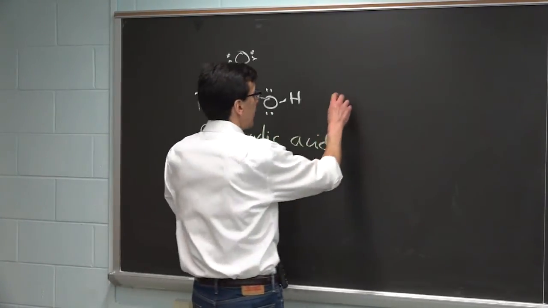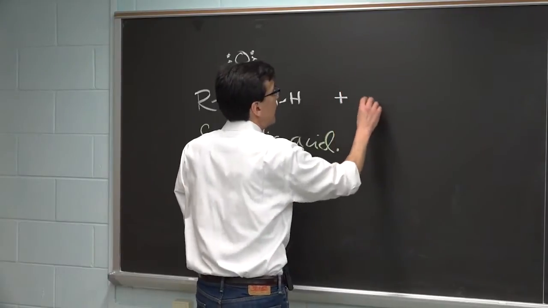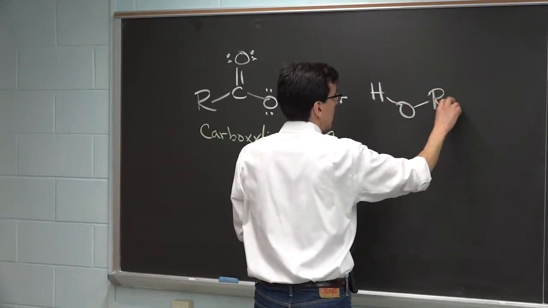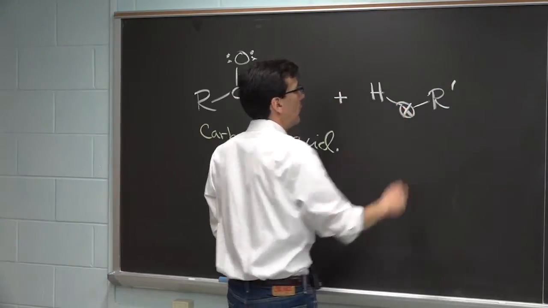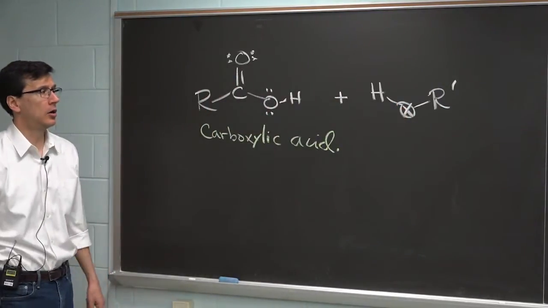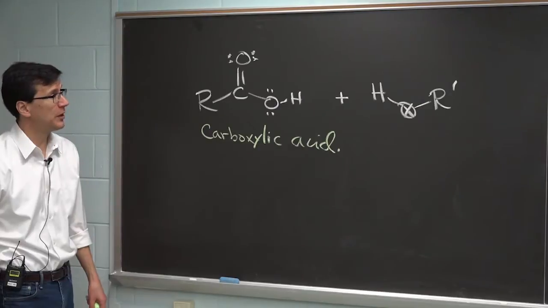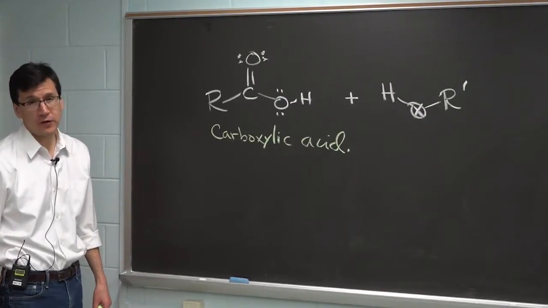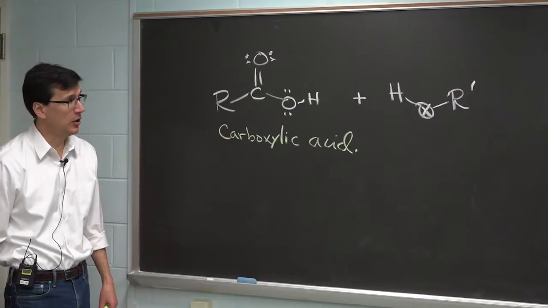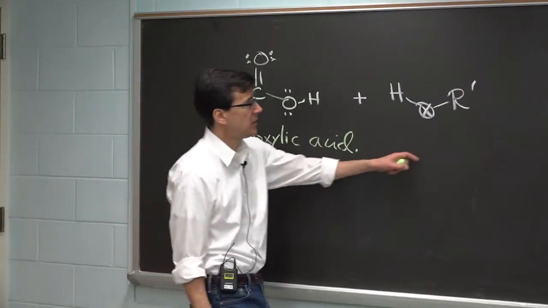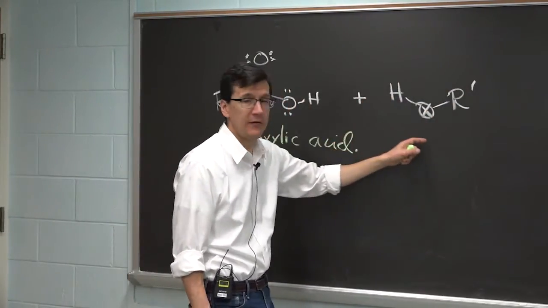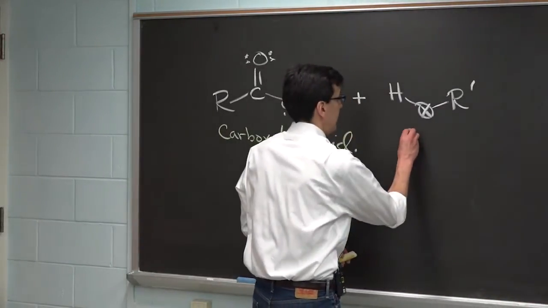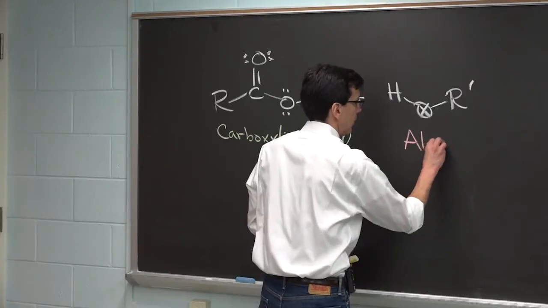And then let's combine that with this molecule. So this also has an OH group in it. But now you just have an R group attached to the OH. It's not a carbonyl. So what kind of molecule is this? Well, this is an alcohol.